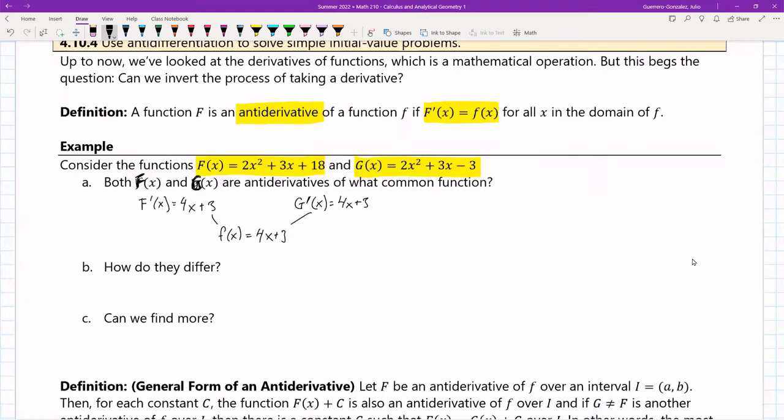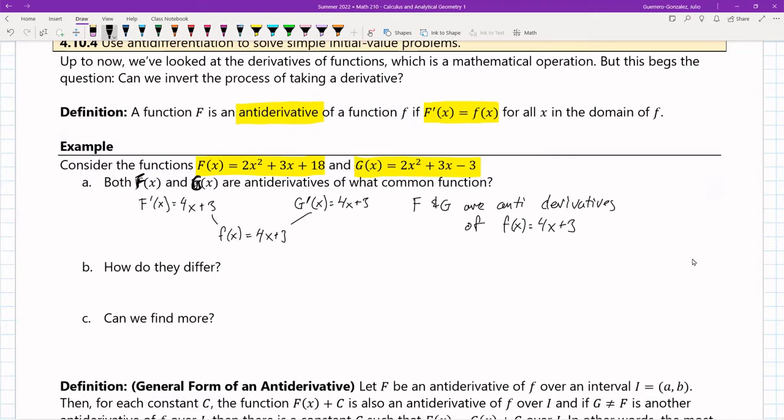That means that both of these functions, big F and big G, are antiderivatives of this little f, 4x plus 3.